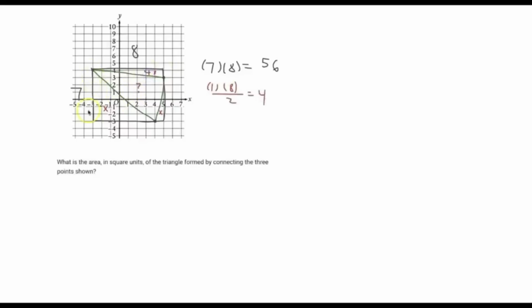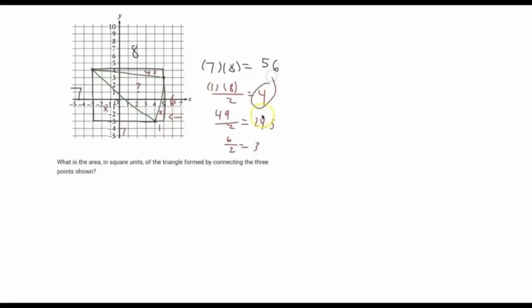And let's try this one over here. So this one is 7 down, and it looks like 7 across. So 7 times 7, that's 49 divided by 2, will give us 24.5. And then our final triangle on this side, let's see, it's going to have a height of, looks like, 6, and then a width of 1. So then 6 over 2 will give us the area of 3.